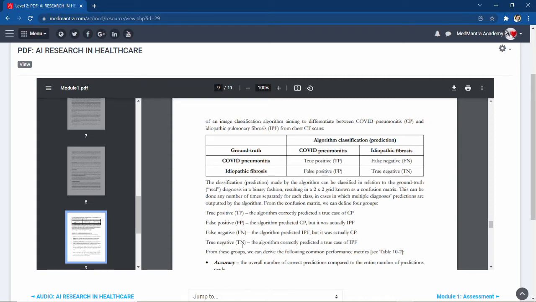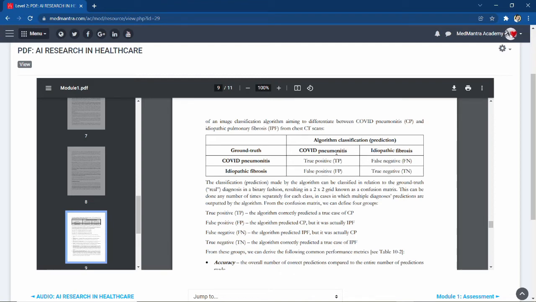Then TN, or true negative. The algorithm correctly predicted a true case of IPF. So idiopathic fibrosis predicted by the algorithm, and the actual diagnosis was also idiopathic fibrosis. So this is a true negative group.